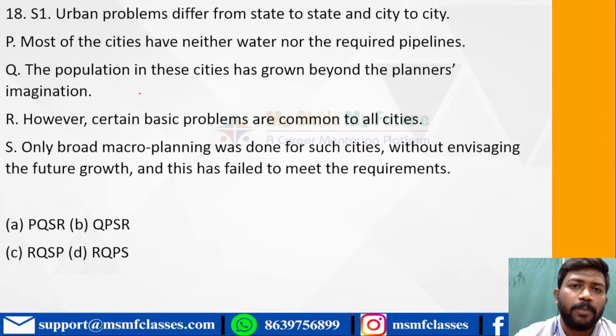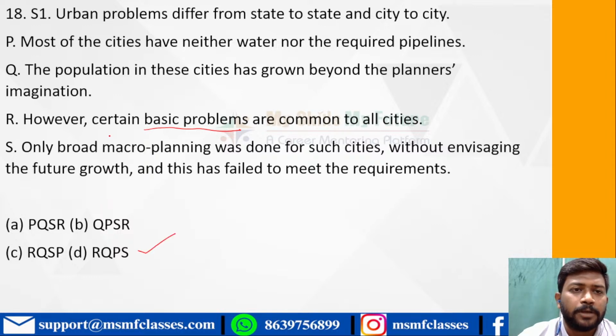So the problems have started in S1. Again, about the basic problems, it is mentioned in R. Then what are those problems? It is mentioned in Q. Why the problem has arisen is mentioned in Q. The population in these cities has grown beyond the planner's imagination. Next, most of the cities have neither water nor the required pipelines. And finally, yes, this makes the correct sense. So here also you can go with D as the answer.